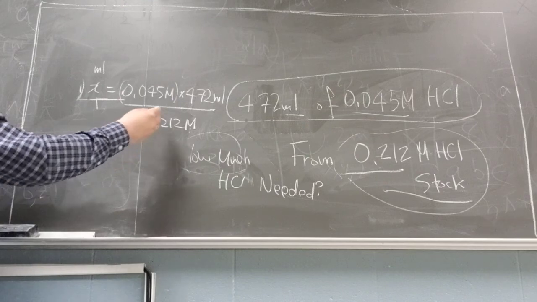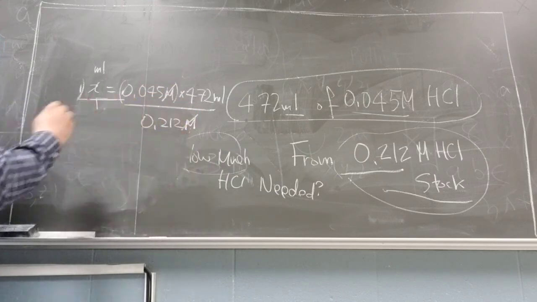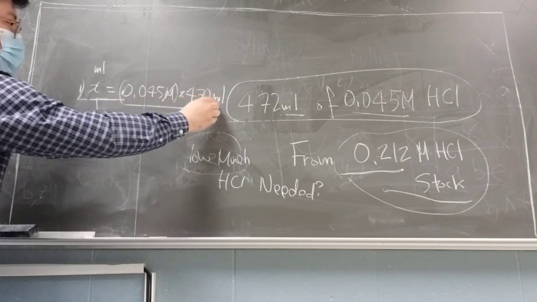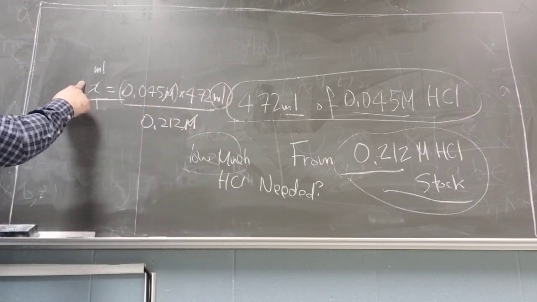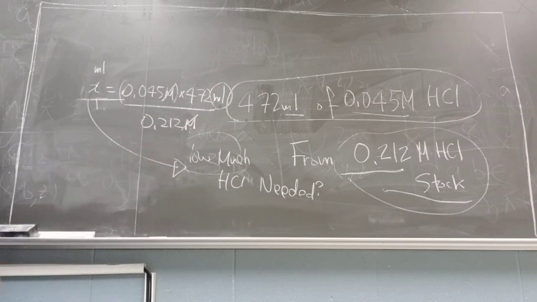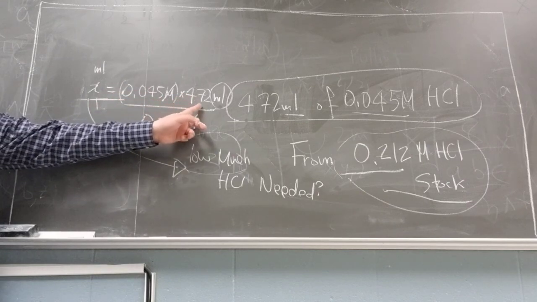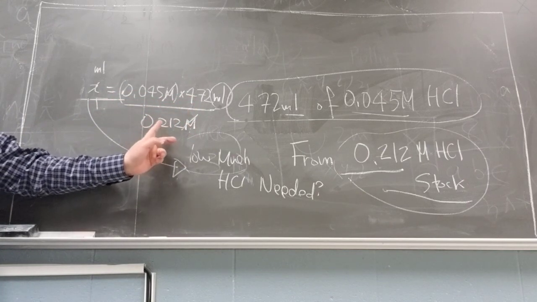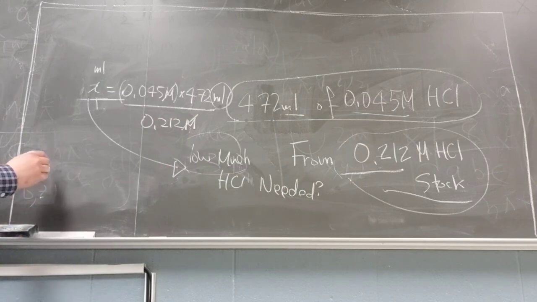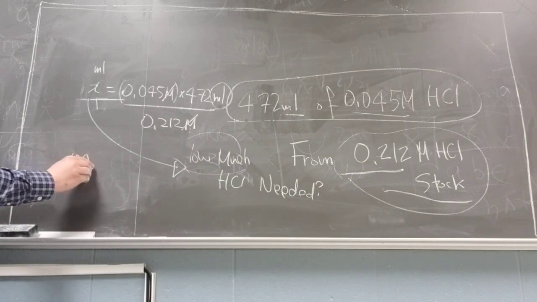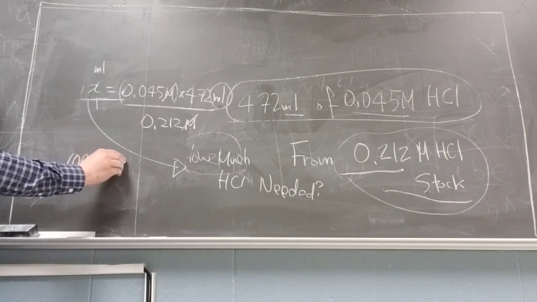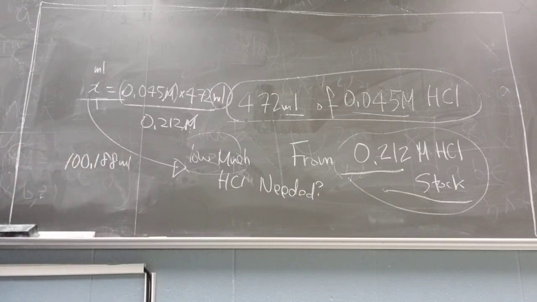Okay, so as you can see, the unit for the concentration, molarity, will be cancelled. So solely you can get the number in milliliter, which is your answer right there. Okay, so if you do 0.045 times 472 over 0.212, you probably get 100.188 milliliter. So that's the answer.